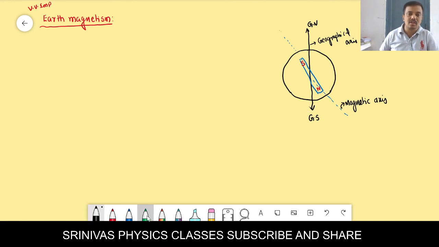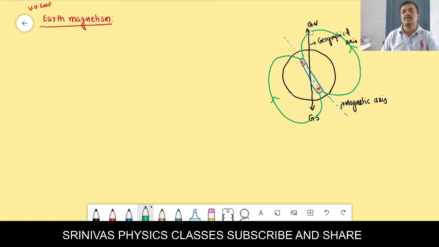If we want to draw the field lines due to the earth magnet, we know that they start at the north and end at the south outside the magnet. Inside the magnet they go from south to north, outside from north to south, and inside from south to north. Magnetic field lines are closed curves.